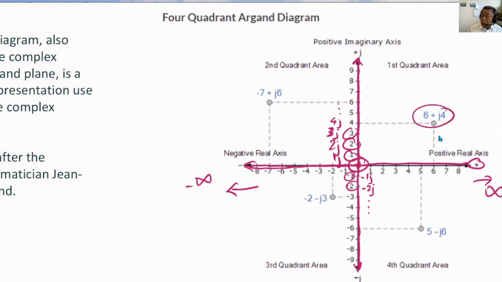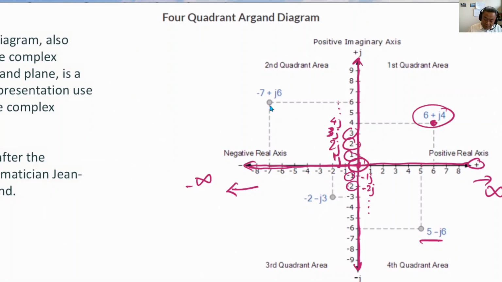This is 6 plus j4. What it means is that you move along the real axis by 6 units and 4 units upwards because it's plus j4. So this point is 6 plus j4. What about 5 minus j6? Similarly, because it's positive 5, you move along the real axis by 5 units, and then because it's minus j6, you move downwards along the vertical axis by 6 units. So this is 5 minus j6.